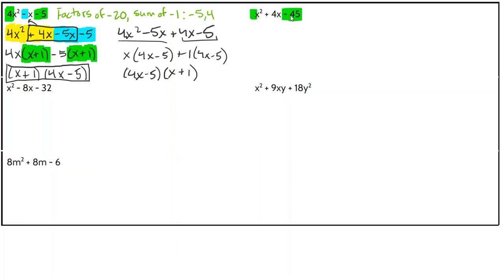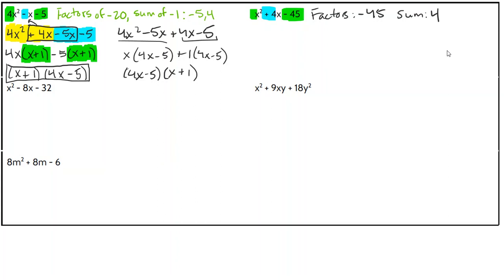All right, now if we take a look at the next one, we have a coefficient here of 1, there's nothing written, and negative 45, and our middle value is positive 4. So we want factors of negative 45 that have a sum of 4. Since my factors have to be of a negative number, I know I need one positive, one negative. And since my sum is positive, the number that is further from 0 is going to be the positive value. So the positives are going to outweigh the negatives here.